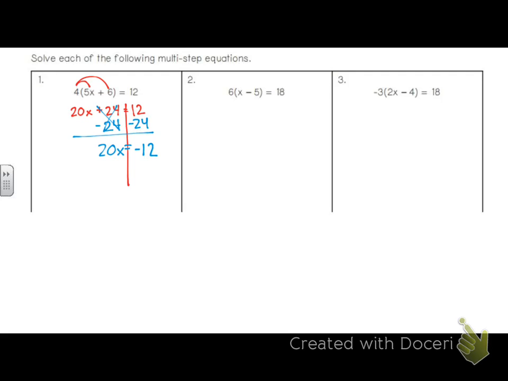Alright, and then our next step is still to undo, or to isolate the variable. So we need to undo multiplication or division. Here we have 20 multiplying times x, so I'm going to divide both sides by 20. And again, it's not the prettiest answer, but it's okay. You could actually type that into your calculator and get a decimal answer of negative 6/10. Or you could have just simplified your fraction.